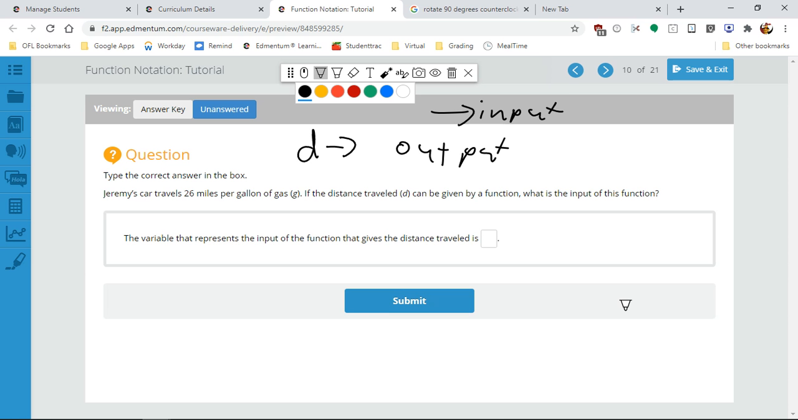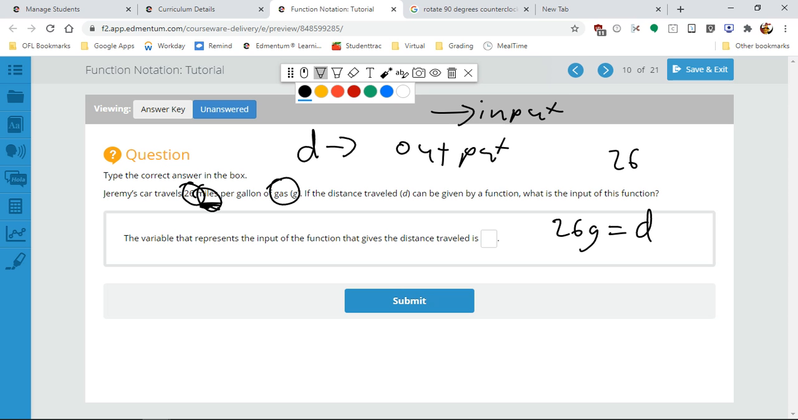Is it 26 miles? It's not 26. That's going to be a number in our function, but that's a good guess. It does involve this number. We know distance is our output. So what do you think is going to be our input? Is it G? G, it's gas. Exactly. Our input is gas. It's 26 times G that is going to give us our D.